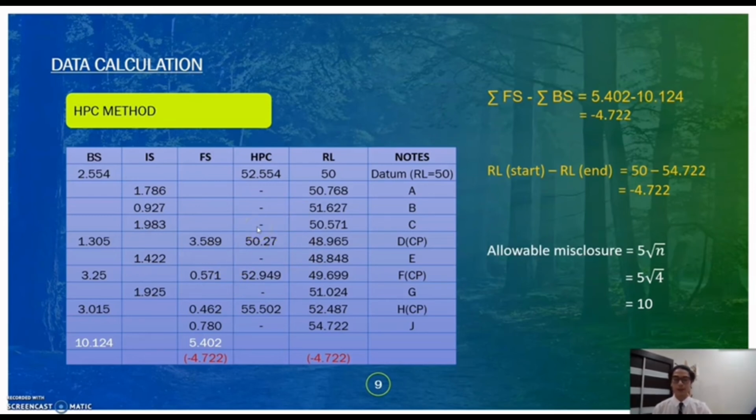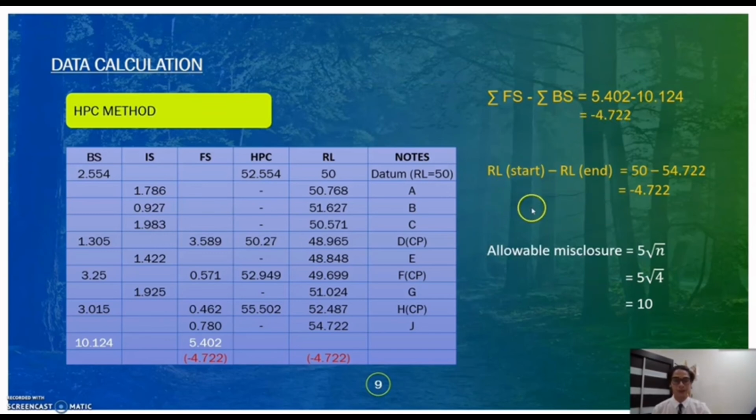just like the first method that I taught you, which was rise and fall method. So it's pretty much the same, but we don't need to find the total rise and total fall, because in this table there's no rise and fall. It's HPC. So what we have to do is we calculate the total amount of BS, which we will get 10.124, and the total amount of FS, we will get 5.402. So we use this formula, total FS minus total BS, then you will get negative 4.722.